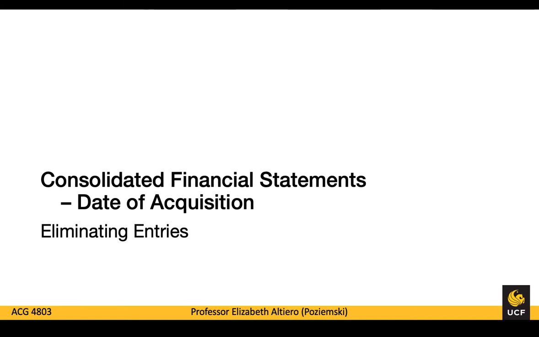In this video, I will be talking about eliminating entries. Eliminating entries are going to be our main tool at completing our consolidation accounting. These topside entries happen outside of the general ledger and primarily serve to eliminate duplications that arise by adding the accounting records of multiple companies together for financial reporting.